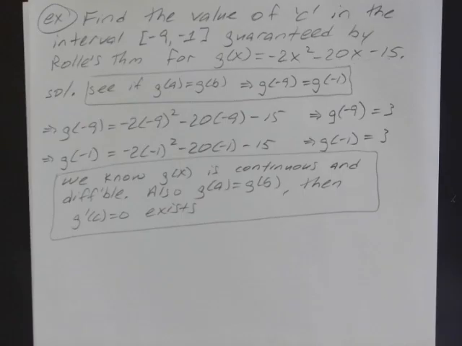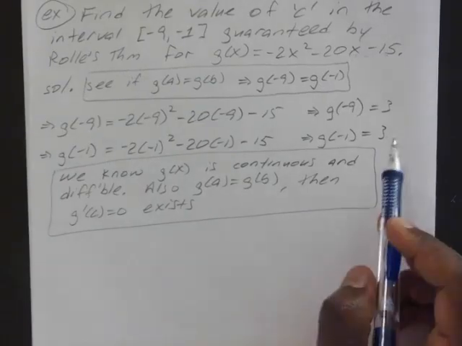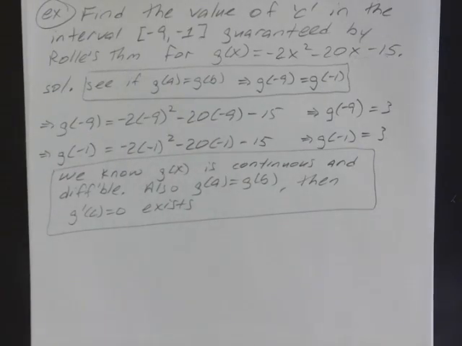Now, if we plugged in g of -9 and got 3, and then g of -1 and got 4, then we'd stop right there because the conditions aren't met, so we don't even have to bother going any further. But because they are equal, we can keep going.